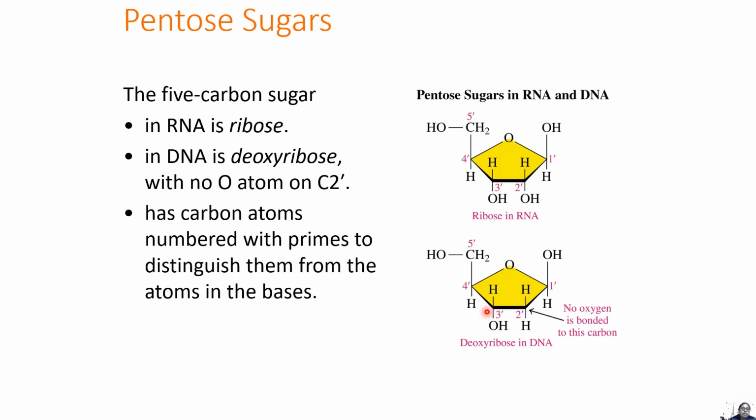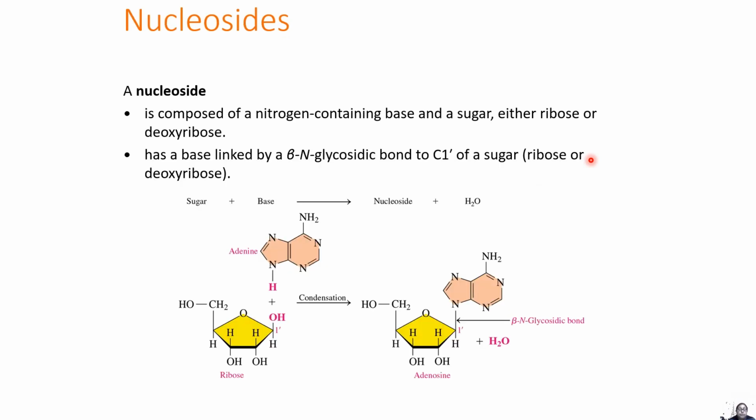Now the 5-carbon sugars are the pentose sugars. So the 5-carbon sugar in RNA is ribose and in DNA is deoxyribose, with no oxygen atom on C2 prime. The 5-carbon sugar has carbon atoms numbered with primes to distinguish them from the atoms in the bases. If you see, these are the pentose sugars in RNA and DNA, ribose in RNA and deoxyribose in DNA. Now, what is a nucleoside then?